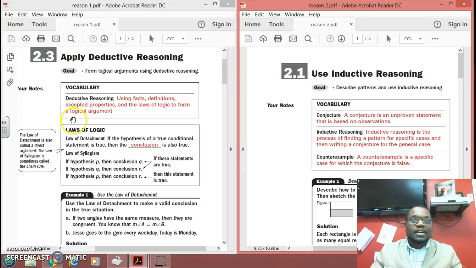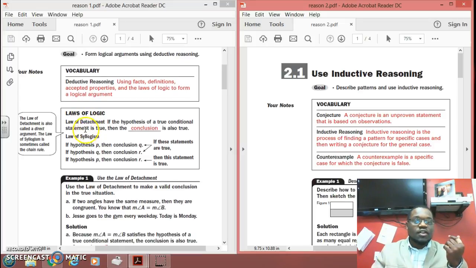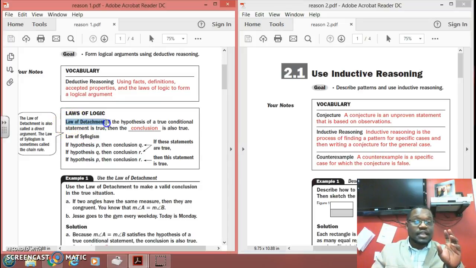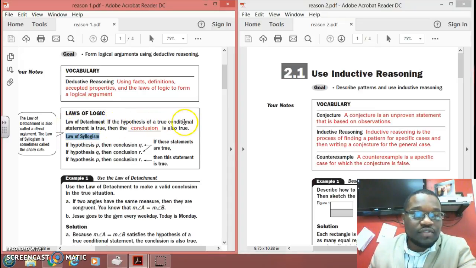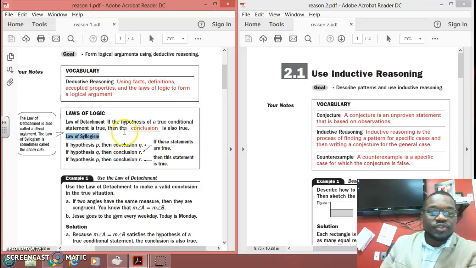Now, back over here with the deductive reasoning, one of the things that they use is called the laws of logic. One of them is called the law of detachment and another is the law of syllogism. Detachment says if the hypothesis of a true conditional statement is true, then a conclusion is also true. So we know what a conditional statement is, if and then, okay? And so if the hypothesis is true, then the conclusion is true.